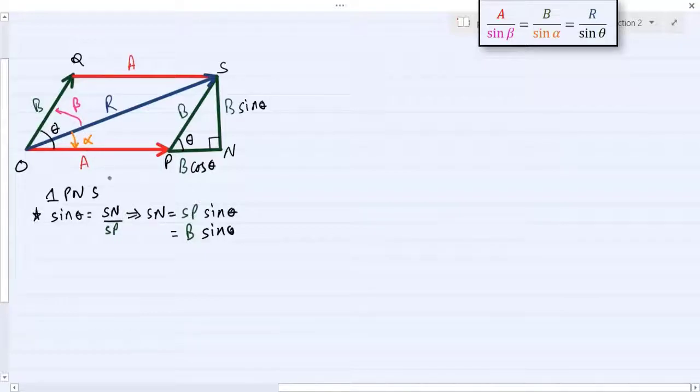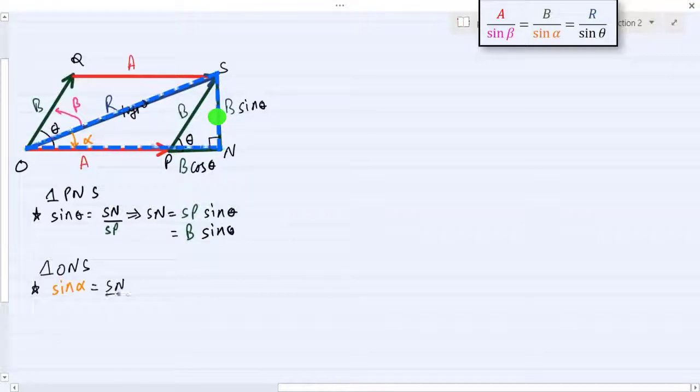Now, let's try to get sine alpha, and for that, we are going to use the right angle triangle ONS, and it is clear that R is the hypotenuse. Let's find out sine alpha is equal to the opposite edge, or we can say SN, upon the hypotenuse, which is OS. So we can say SN is simply OS into sine alpha, or since OS is R, it will become R sine alpha.